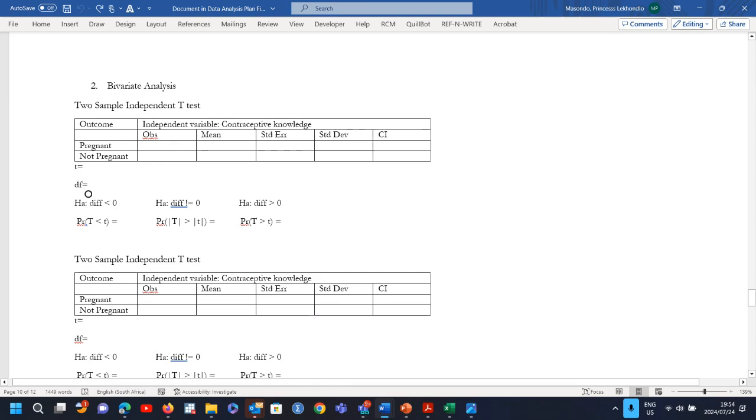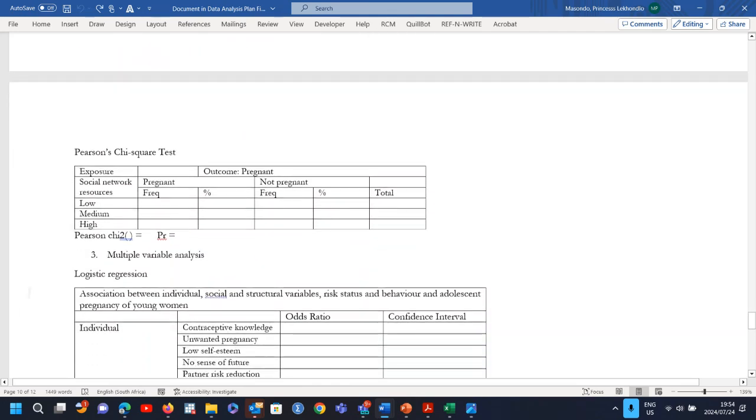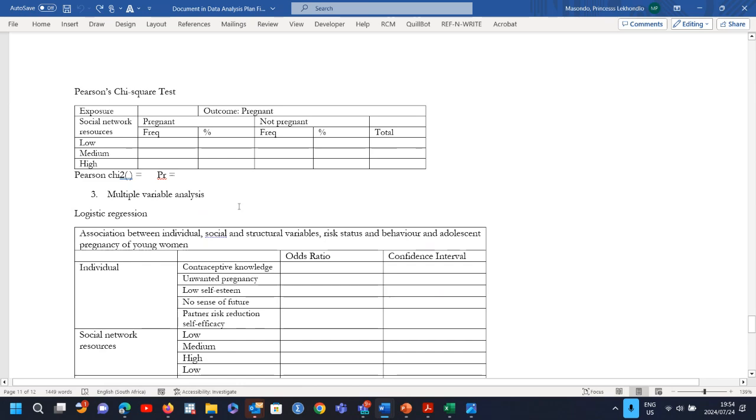And I think it's repeating here. And you might also want to see, is there a relationship between the pregnancy status and social network resources, which have been classified as whether they are low, medium, high. So social network resources is categorical.